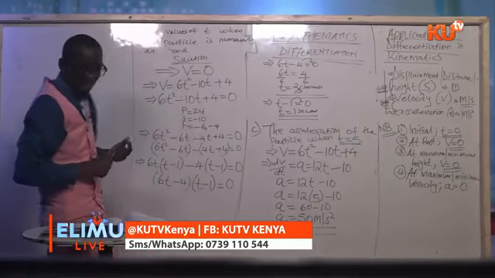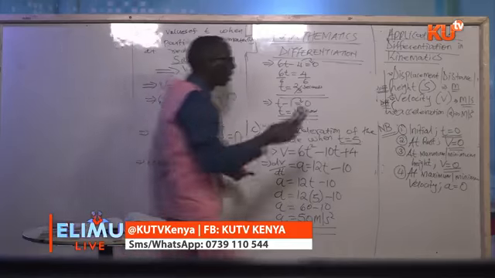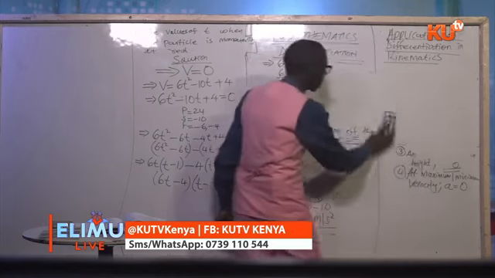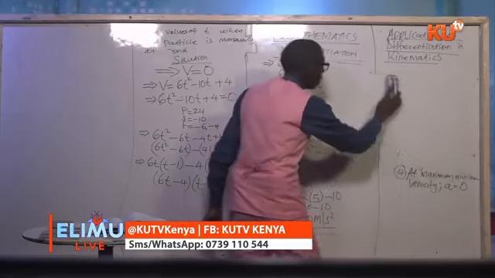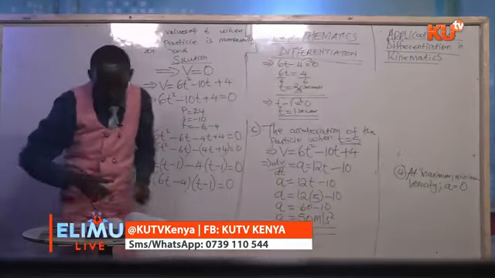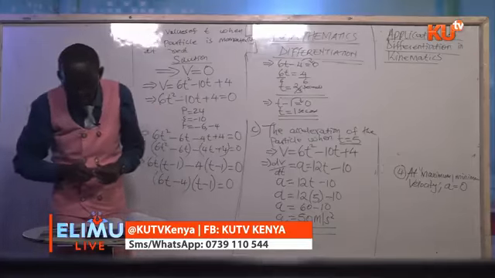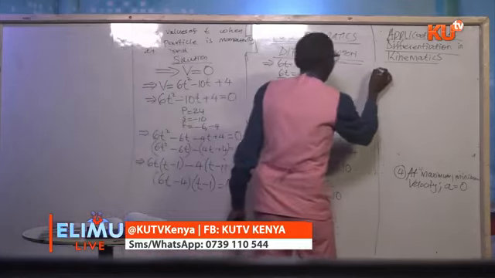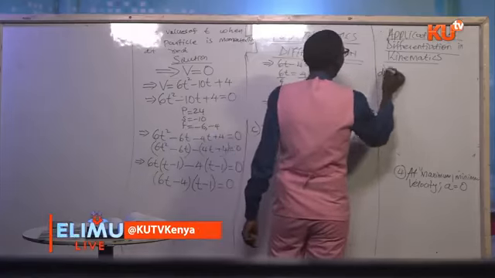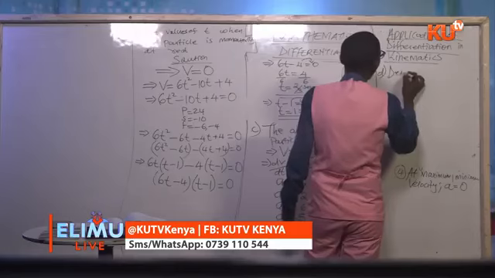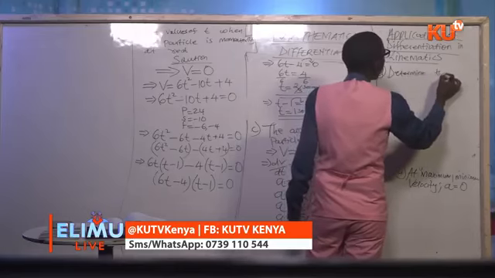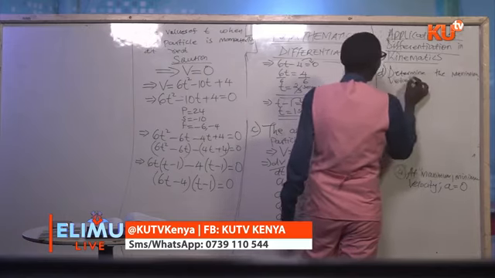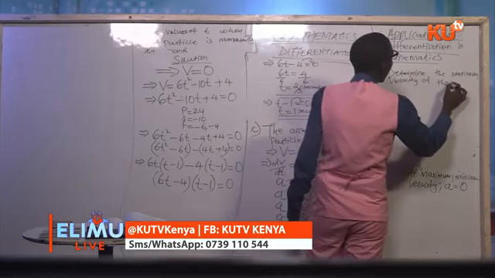Now, my dear student, the last question, part D. Part D is when you are asked to determine the maximum velocity of the particle.